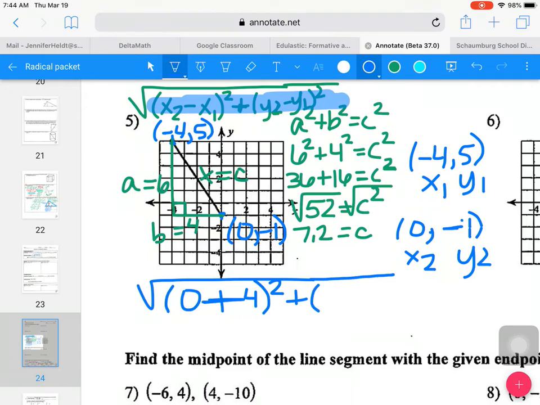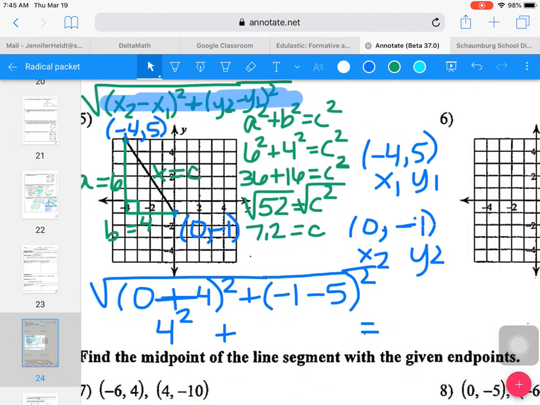Plus, we're going to do the y2, which is -1, minus y1, which is 5, and we're going to square that. Okay, so 0 plus 4 is 4, and 4 squared is then 16. So I'm going to put that off to the side over here. So I've got the square root of 16.